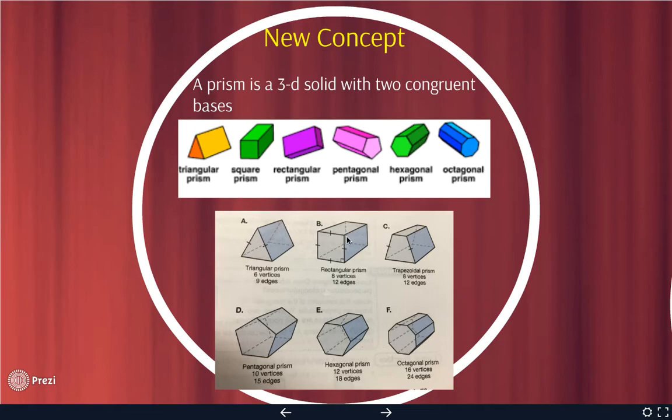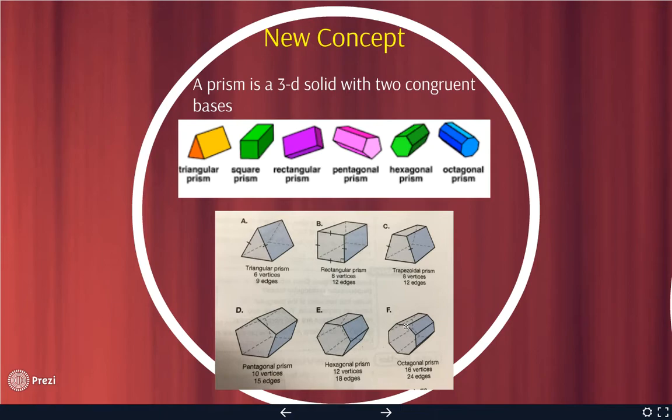And you can see here a trapezoidal prism has 8 vertices, 12 edges. A pentagonal prism has 10 vertices, 15 edges. A hexagonal prism has 12 vertices and 18 edges. And then an octagonal prism has 16 vertices and 24 edges. Remember, the edges are these lines, the vertices are the points where the lines meet.